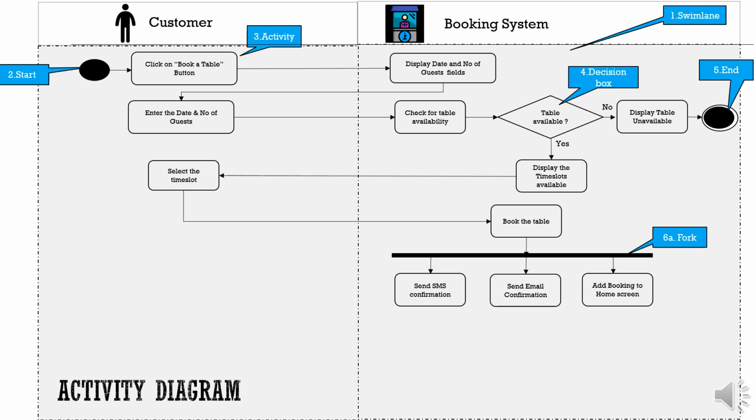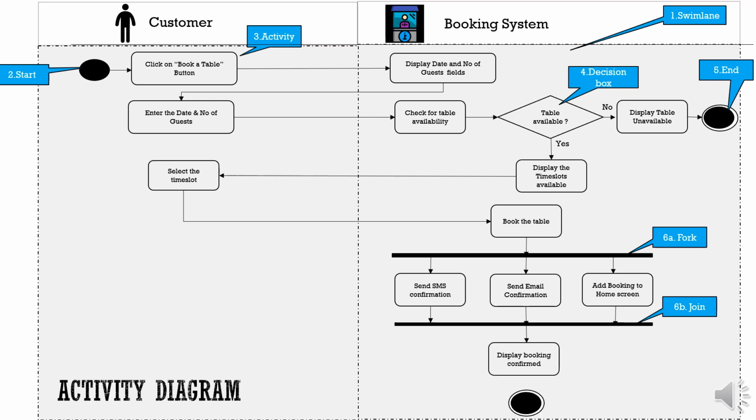Once all the 3 activities are completed, then we have another horizontal bar. That is the second type, and this is to indicate the joining back of the flow, and the next activity will only be done if all the 3 parallel activities are completed. Once all the parallel activities are completed, then booking confirmed is displayed to the customer on screen, bringing an end to this use case.